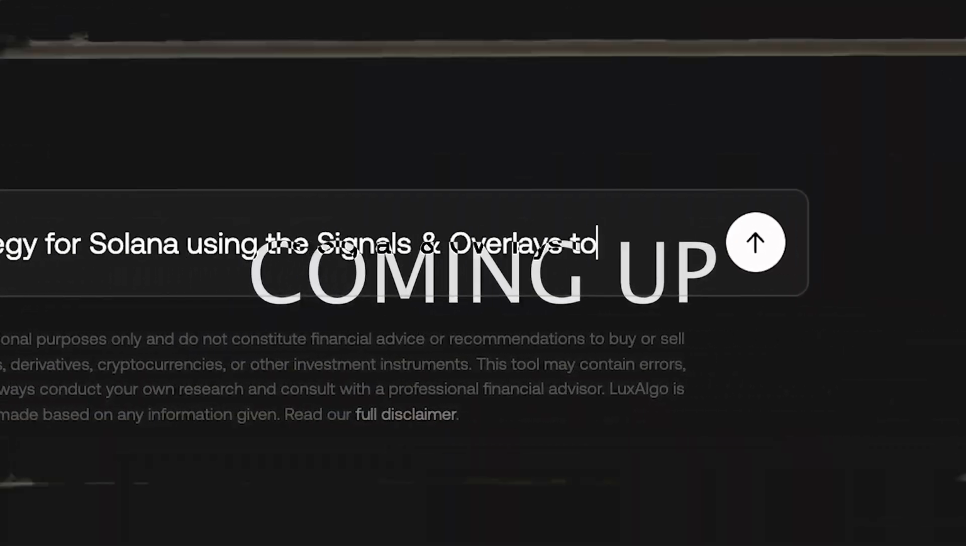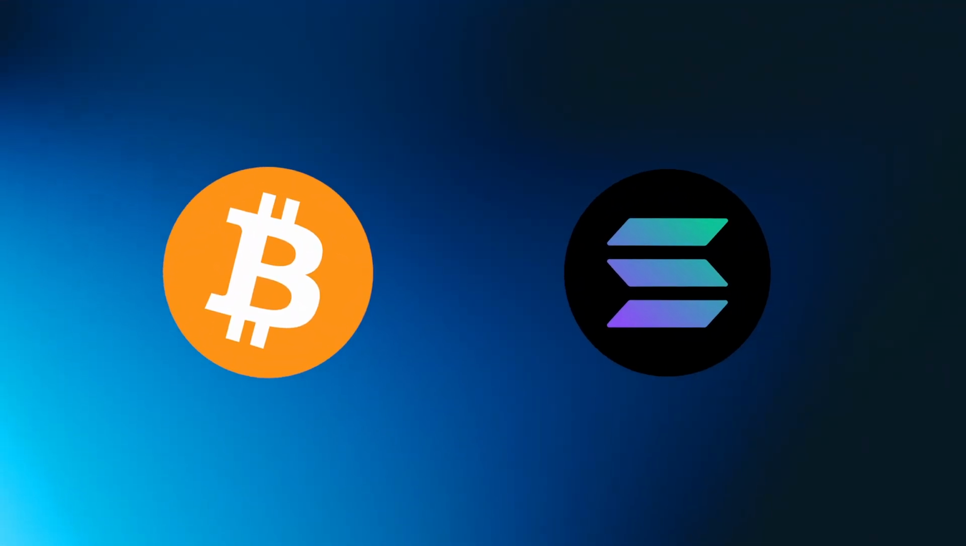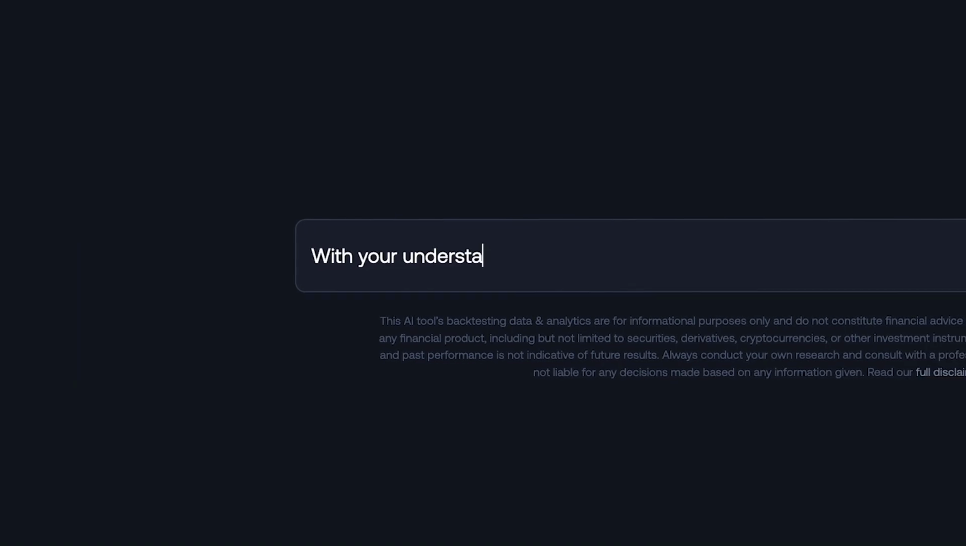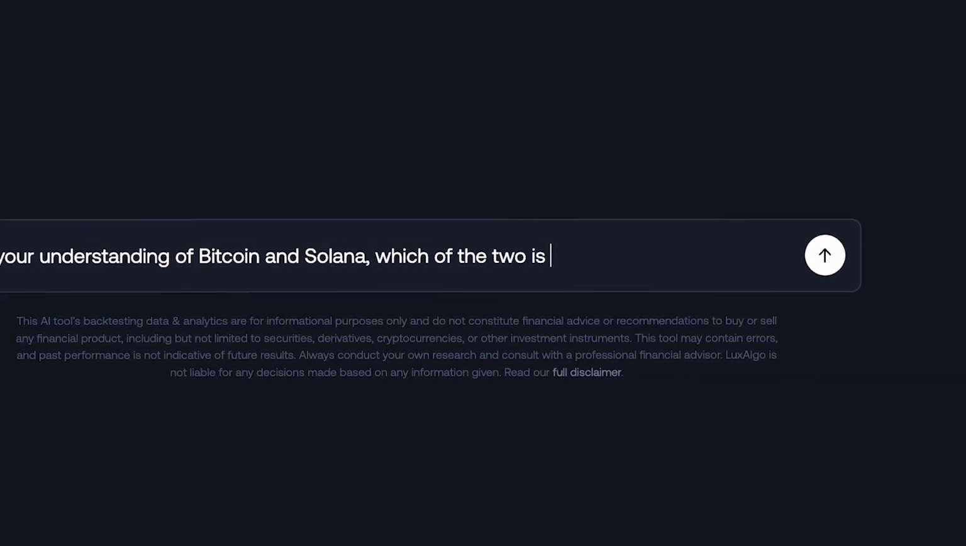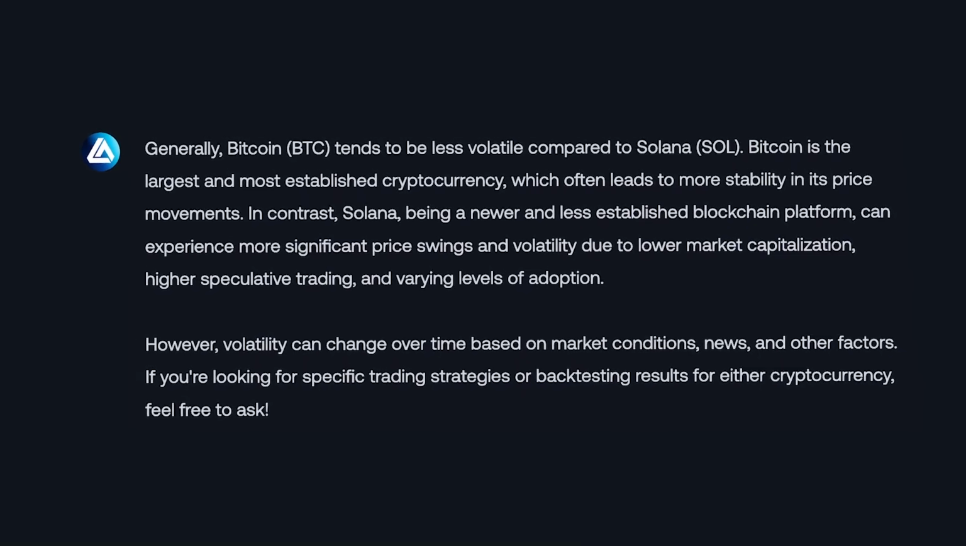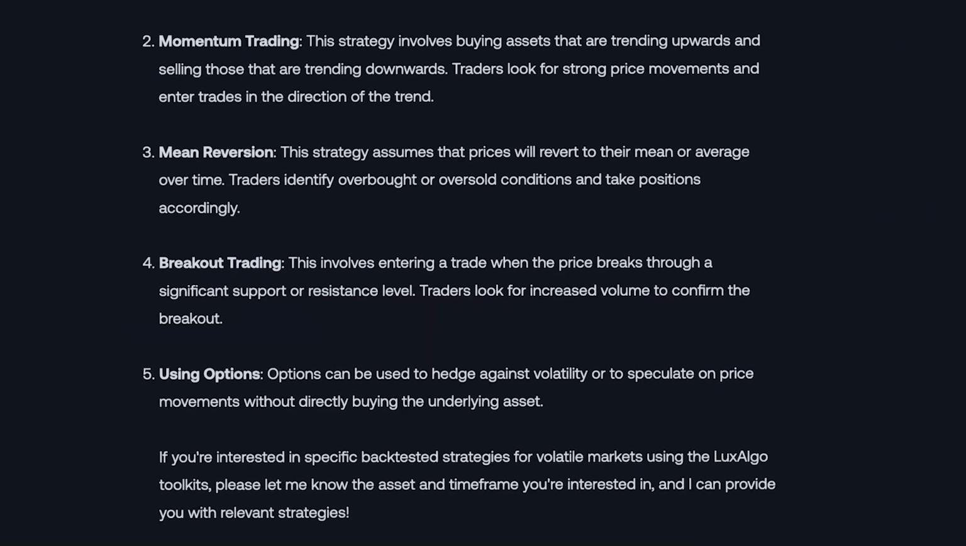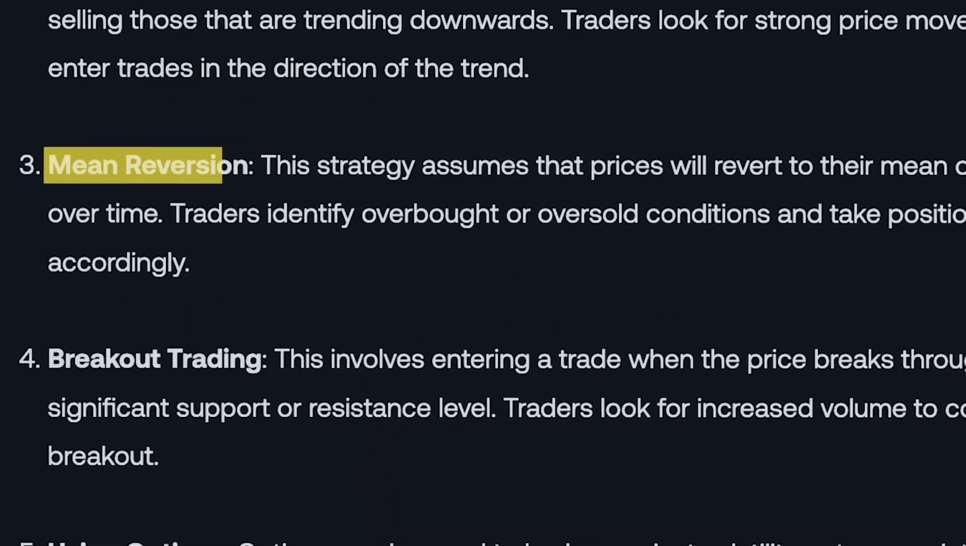And while it's great to have the system just provide strategies, we can use it beyond that to develop more complete trade ideas. For example, let's say we're trying to determine which asset to trade. We can ask the AI, with your understanding of Bitcoin and Solana, which of the two is more volatile? So it seems Solana is more volatile. If Solana is more volatile, we can ask, what strategy is good for trading volatile markets? And it provides us with a number of options. Let's go with mean reversion strategies.